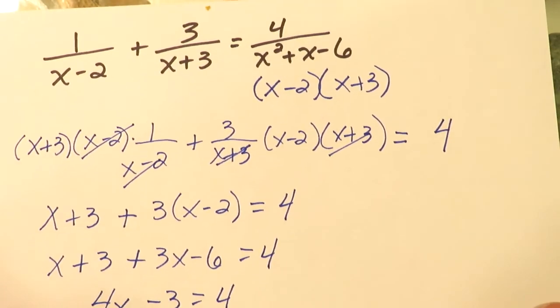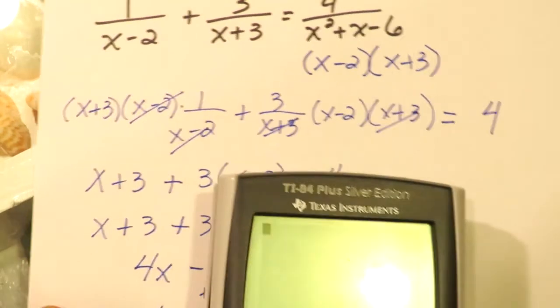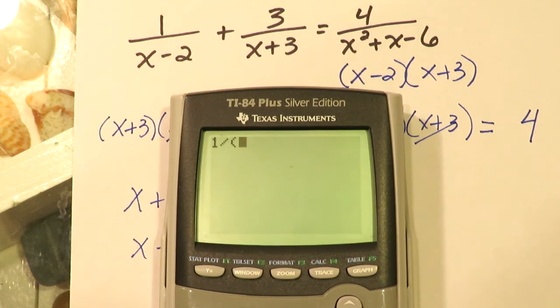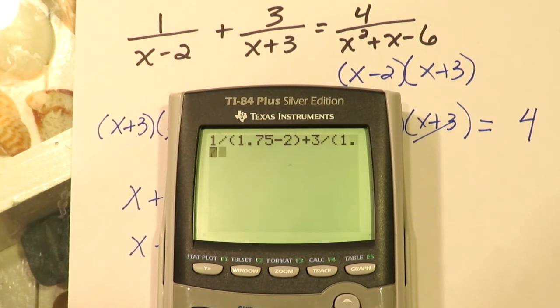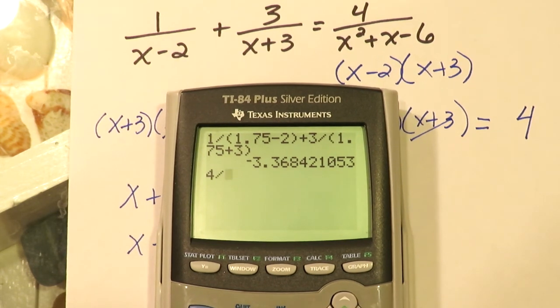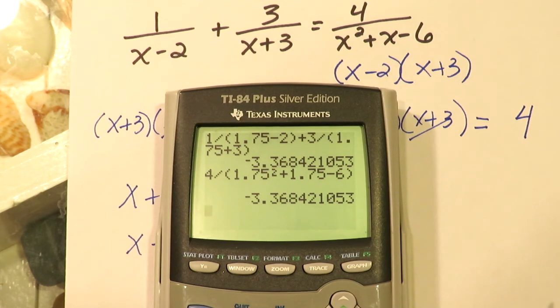And checking our answer, 7/4 is 1 3/4, so this one might be a good one to again review checking on the calculator. So 1 divided by 1.75 minus 2 plus 3 divided by 1.75 plus 3. And that's the left side, and I get this messy negative 3.36842. And then on the right hand side, if I plug in 1.75 squared plus 1.75 minus 6. Yay! Look, I get that same messy negative 3.368. So we solved the equation correctly. We got the left side equal to the right side.